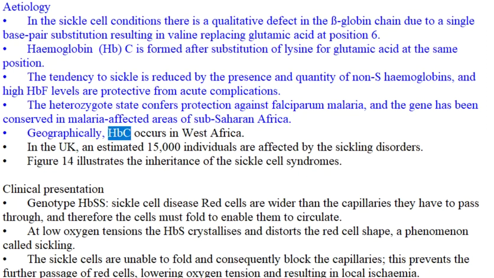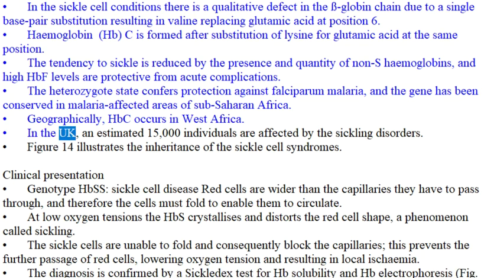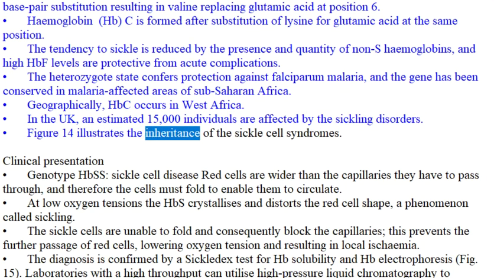Geographically, HbC occurs in West Africa. In the UK, an estimated 15,000 individuals are affected by the sickling disorders. Figure 14 illustrates the inheritance of the sickle cell syndromes.